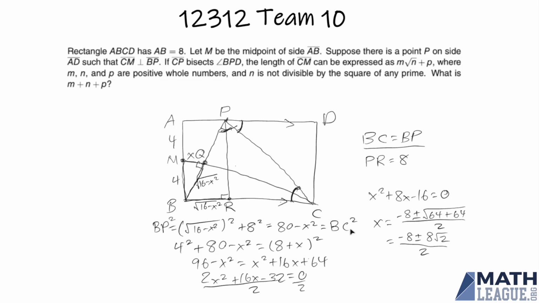Now, because x is a length, it must be positive, so we choose the positive side, and we get negative 4 plus 4 root 2. But now we want to find the length of CM, so we have to add in the length of CQ. This can be done by adding 8, and we get that CM equals 4 root 2 plus 4. So the answer will be 4 plus 2 plus 4, which equals 10.